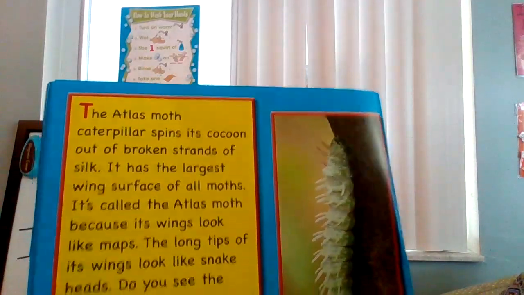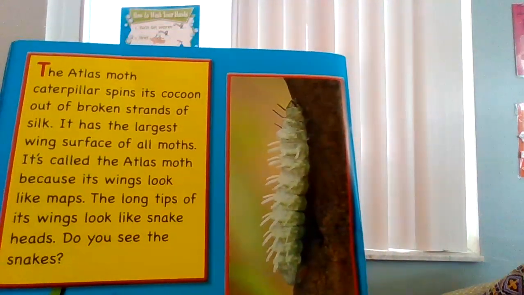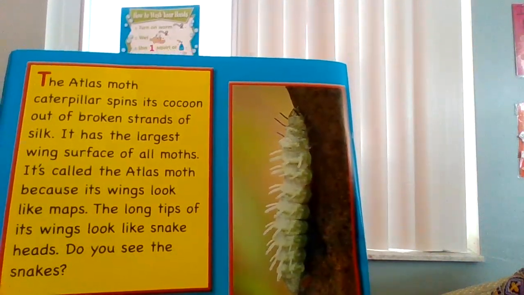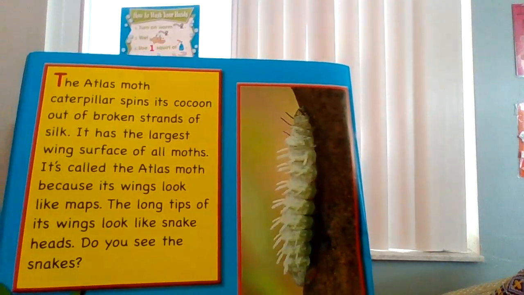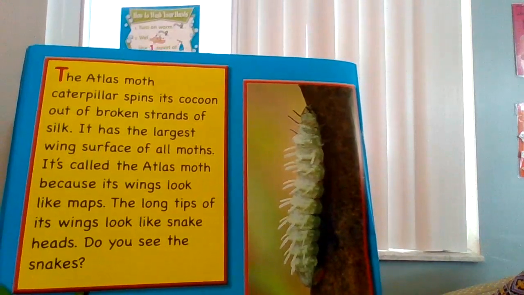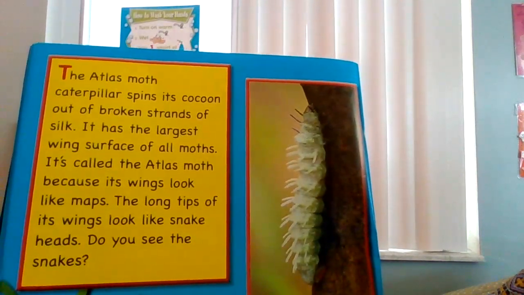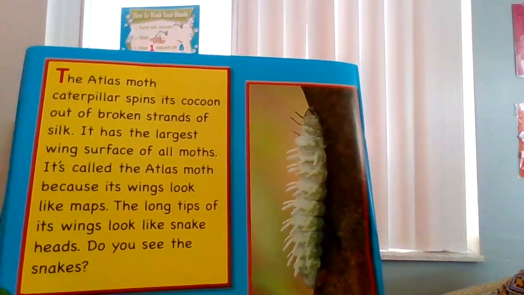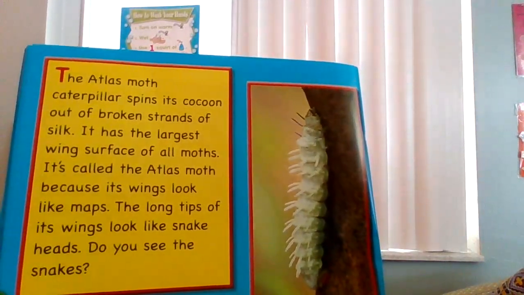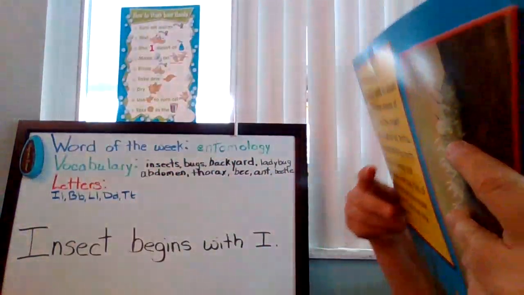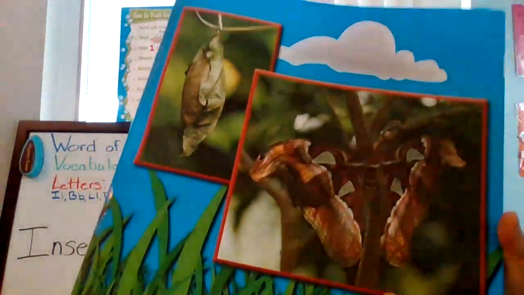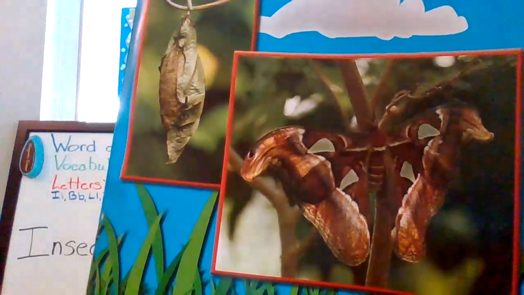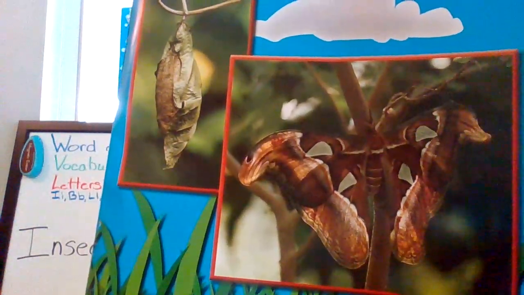This is the atlas moth. The caterpillar spins its cocoon out of broken strands of silk. It has the largest wing surface of all moths. It's called the atlas moth because the wings look like maps. The long tips of the wings look like snake heads. Do you see the snakes? Let's see. That's pretty interesting.